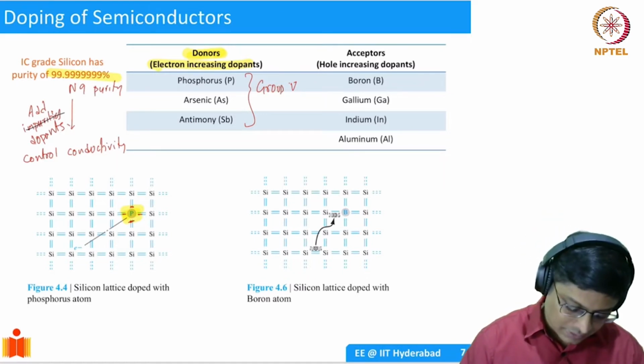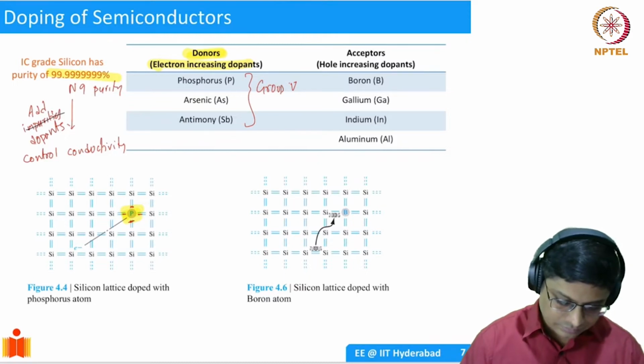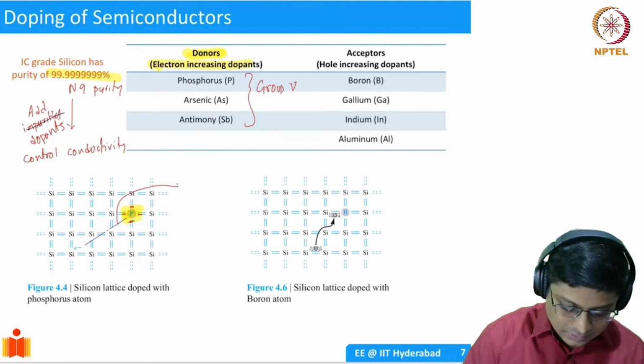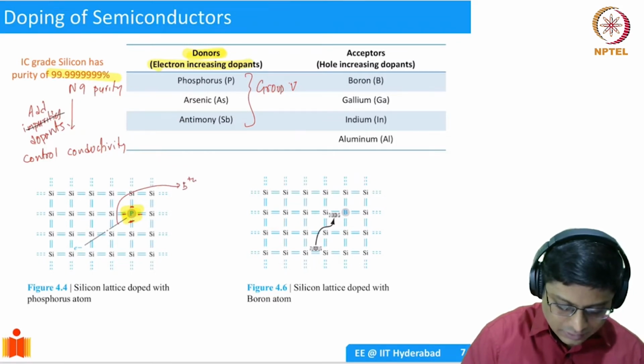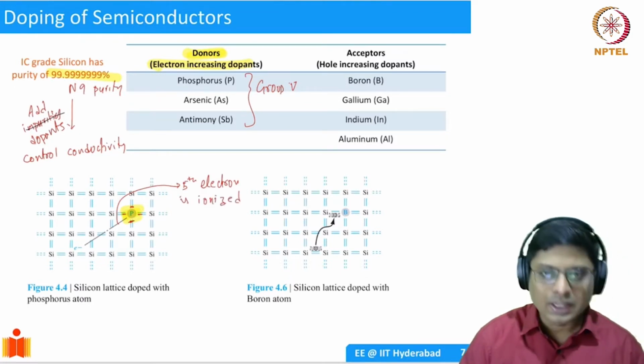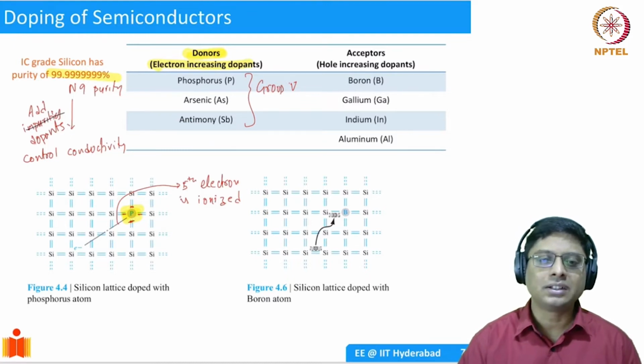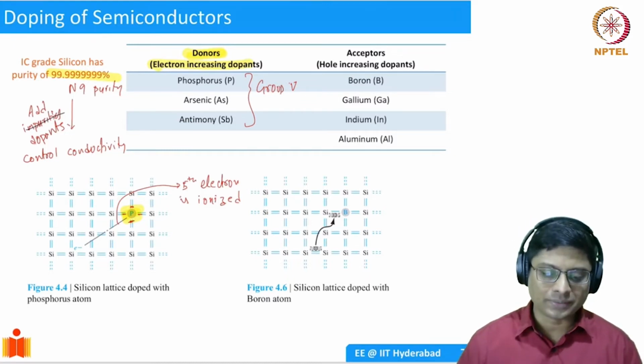This electron, the 5th electron, is ionized and it's free to move around in the lattice. Basically, ionized means it is going away from the dopant site. It's not staying with the dopant site. Okay, and then it can move around in the lattice.